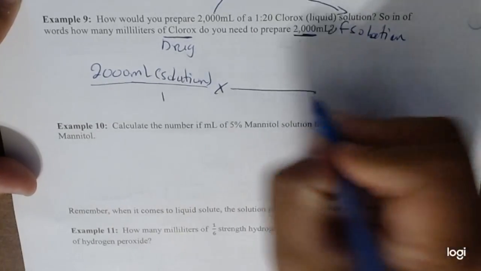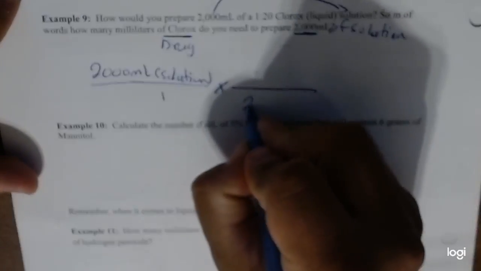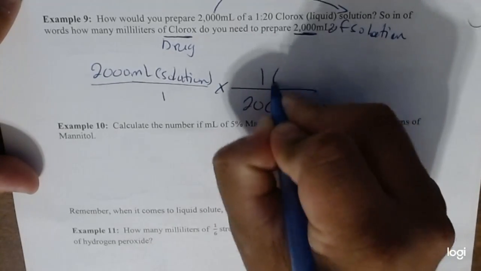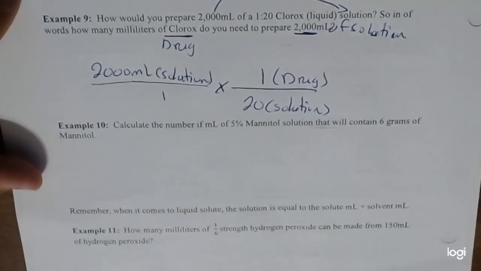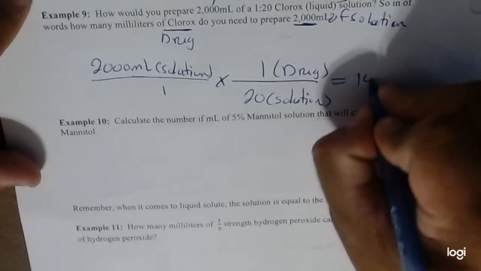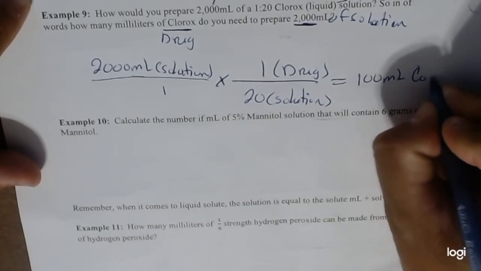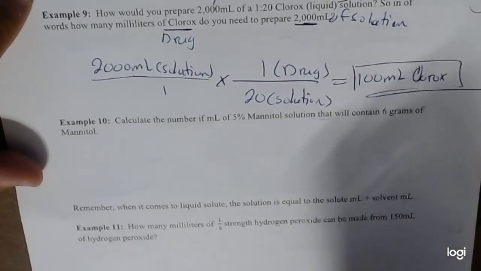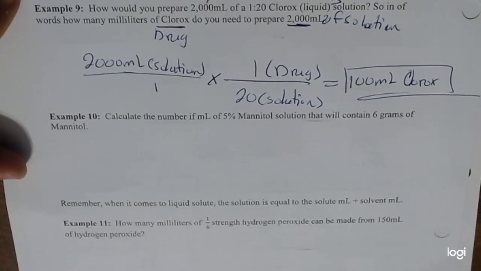So we're given 200 milliliters of solution, which means corresponding to this 120, right? This 20 is at the bottom because that's solution, and this one's on top because that's drug. That's what we're asked to find. So now, essentially just dividing gives us 100 milliliters of Clorox, or the drug we wanted. So you got to be very, very careful when it comes to liquid. It's a trick question. Okay?